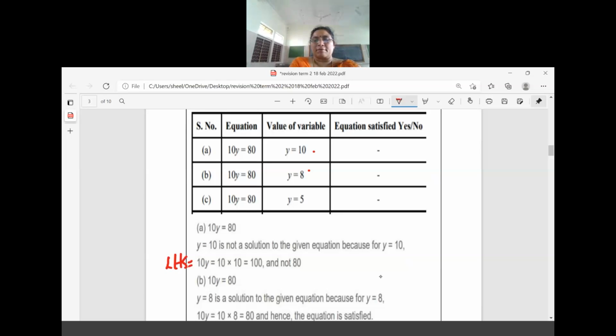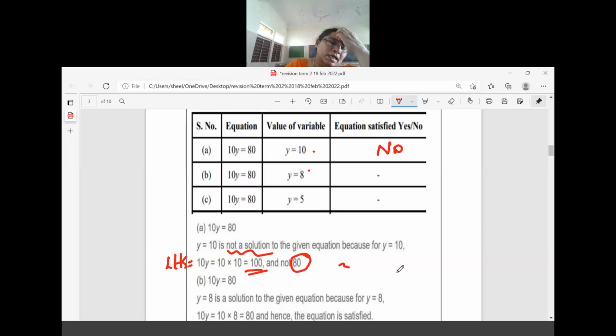10y is equal to 10 into 10, which is 100. But the RHS should be 80 only, right? So we are getting 100, so it is not a solution. After that we should make the table and write "No" here. So here we have clearly written that it is not a solution, isn't it?